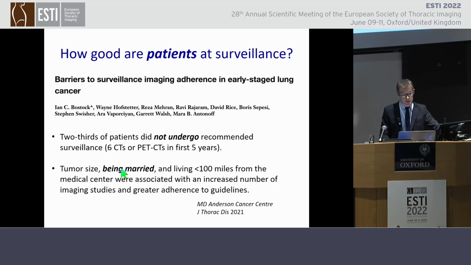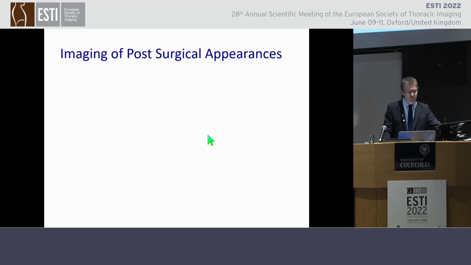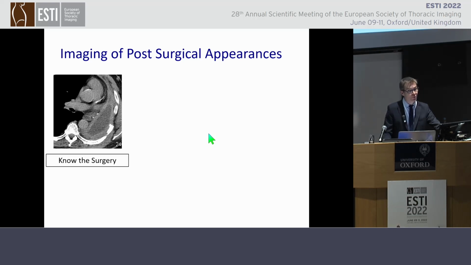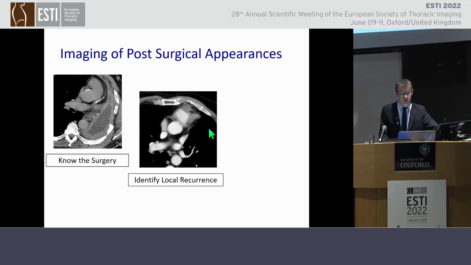Interestingly, tumor size, being married, I don't know whether that's from nagging, or living less than 100 miles from the medical centre were associated with an increased number of imaging studies and greater adherence to the guidelines. Interesting. So to summarise, it's important to know the different types of surgery patients have, both to identify complications, but also so that you can identify local recurrence where you may actually be able to perform salvage treatment.